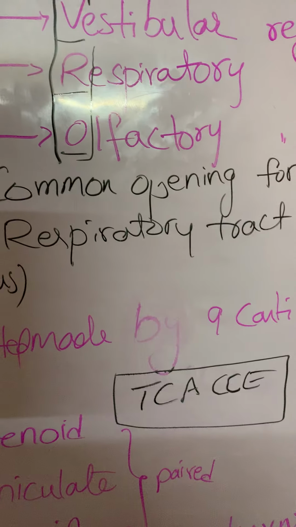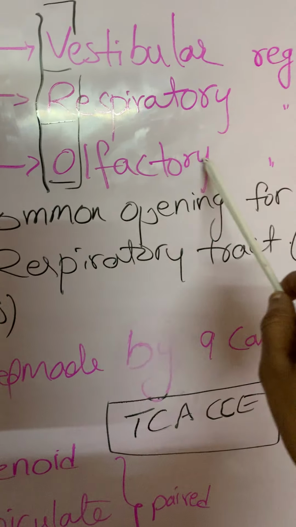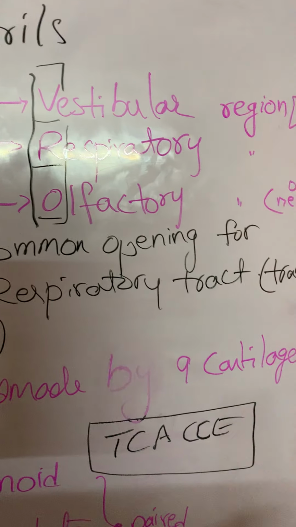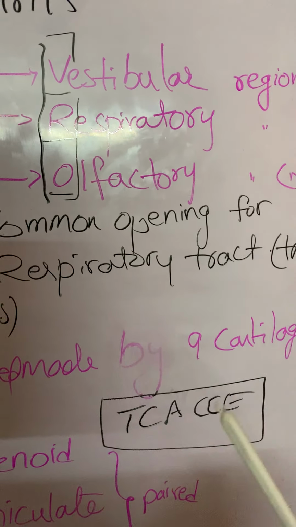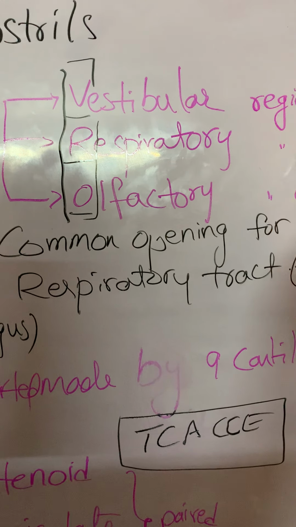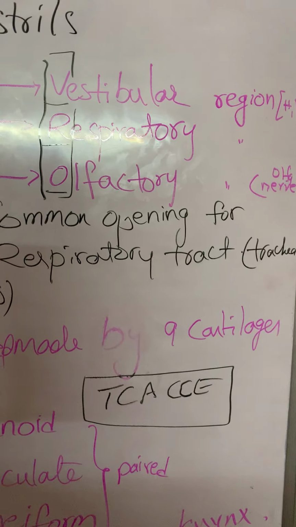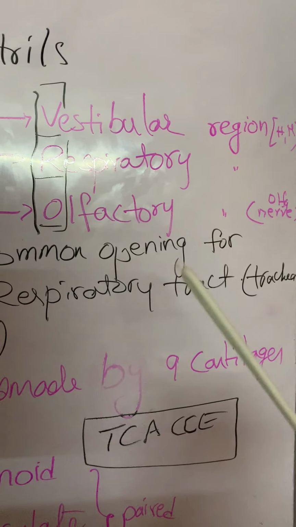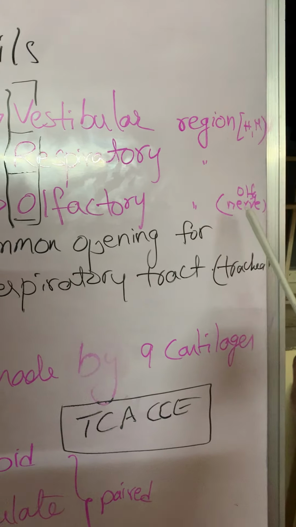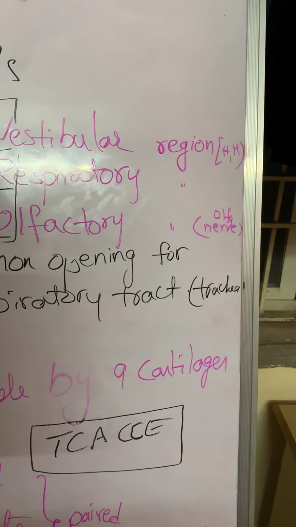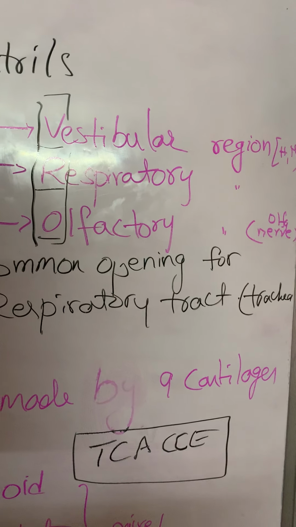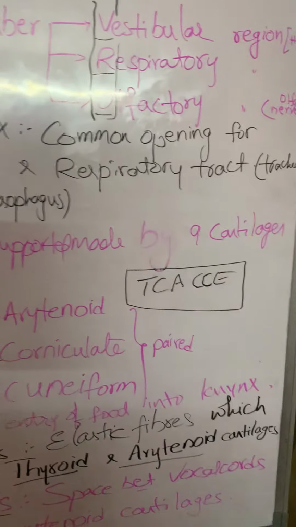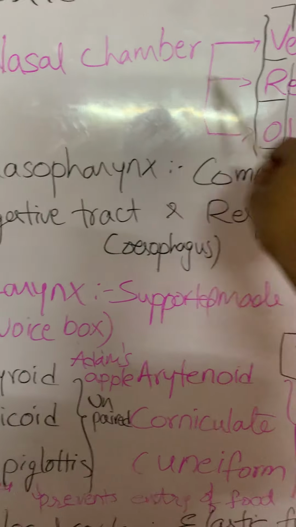And the third region, or innermost region of the nasal chamber, is the olfactory region. This olfactory region contains an epithelium which is known as olfactory epithelium. This epithelium is innervated by a nerve known as the olfactory nerve. The sensory nerve, the first cranial nerve, the olfactory nerve, arises from the olfactory epithelium and goes to the brain. Due to the presence of the olfactory nerve, we are able to sense the smell of different food materials or different gases we inhale. So this is about the nasal chamber.